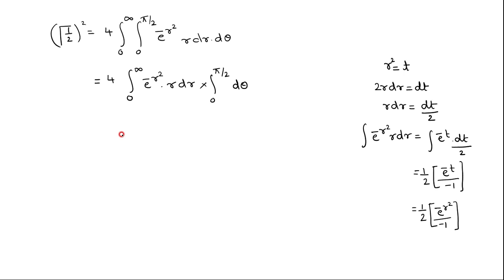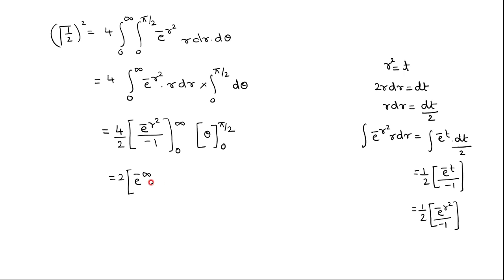So the integration from 0 to infinity of e raised to minus r square r dr is e raised to minus r square divided by 2, with the minus 1 there, between 0 and infinity. Integration of d theta is theta, so theta between 0 and pi by 2. So it is 2 times e raised to minus infinity by minus 1 minus e raised to 0 by minus 1, into pi by 2 minus 0.